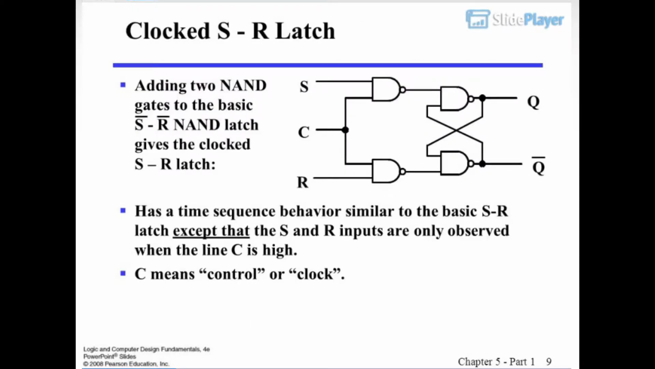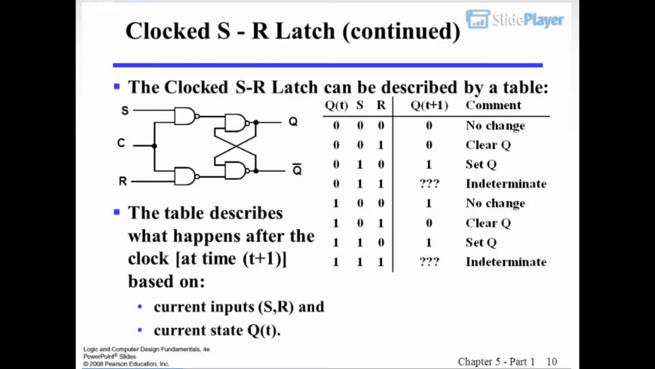Clocked S-R latch. Adding two NAND gates to the basic S-R NAND latch gives the clocked S-R latch. It has time sequence behavior similar to the basic S-R latch, except that the S and R inputs are only observed when the line C is high. C means control or clock. The clocked S-R latch can be described by a table. The table describes what happens after the clock, at time t+1, based on current inputs S, R, and current state Q(t).